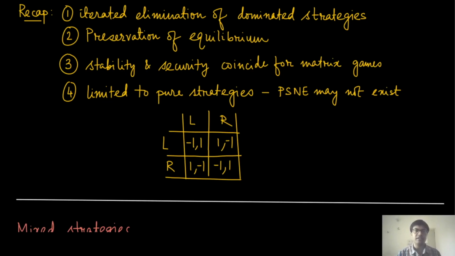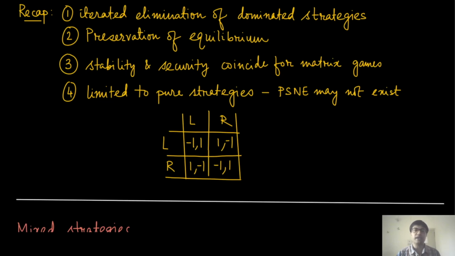Hello everyone. Let us quickly do a recap of the things that we have learned in the previous modules. So we have learned how to do iterated elimination of dominated strategies, and we have also seen, in doing so, how the equilibria are being preserved, what kind of equilibria are preserved. Then we also looked at the notions of stability and security, and we have seen that these two ideas actually coincide in the case of that special game called the matrix game.